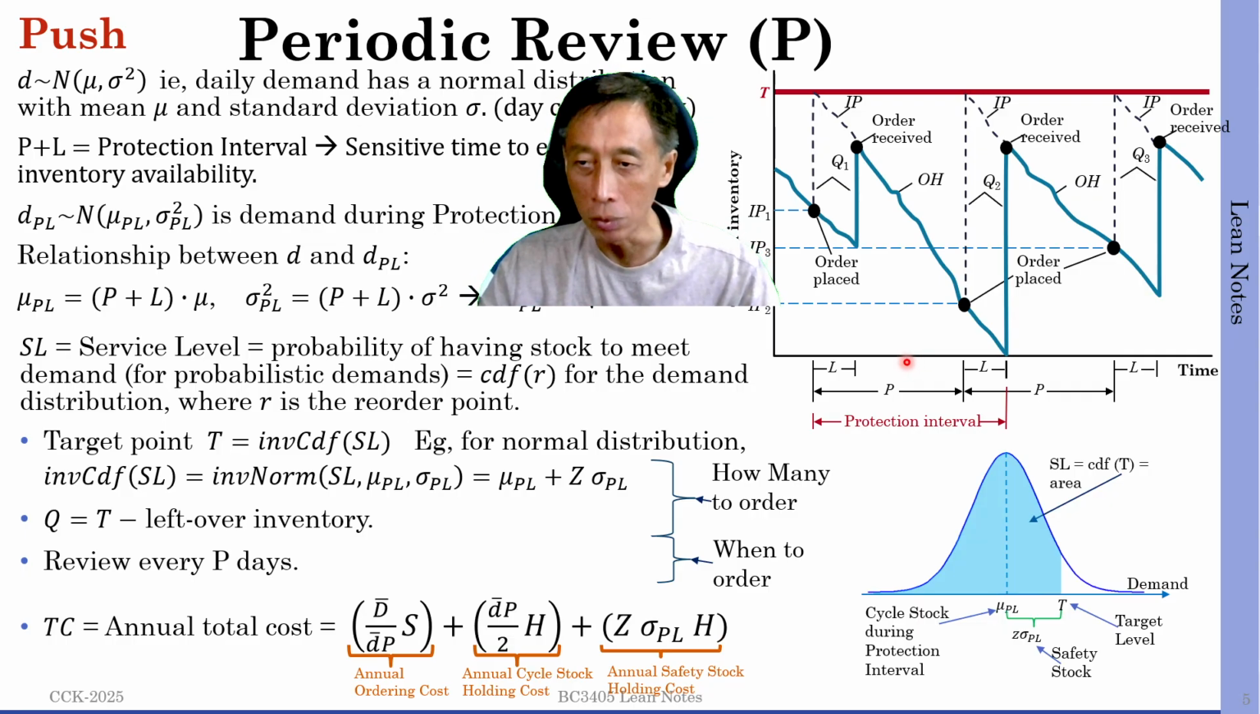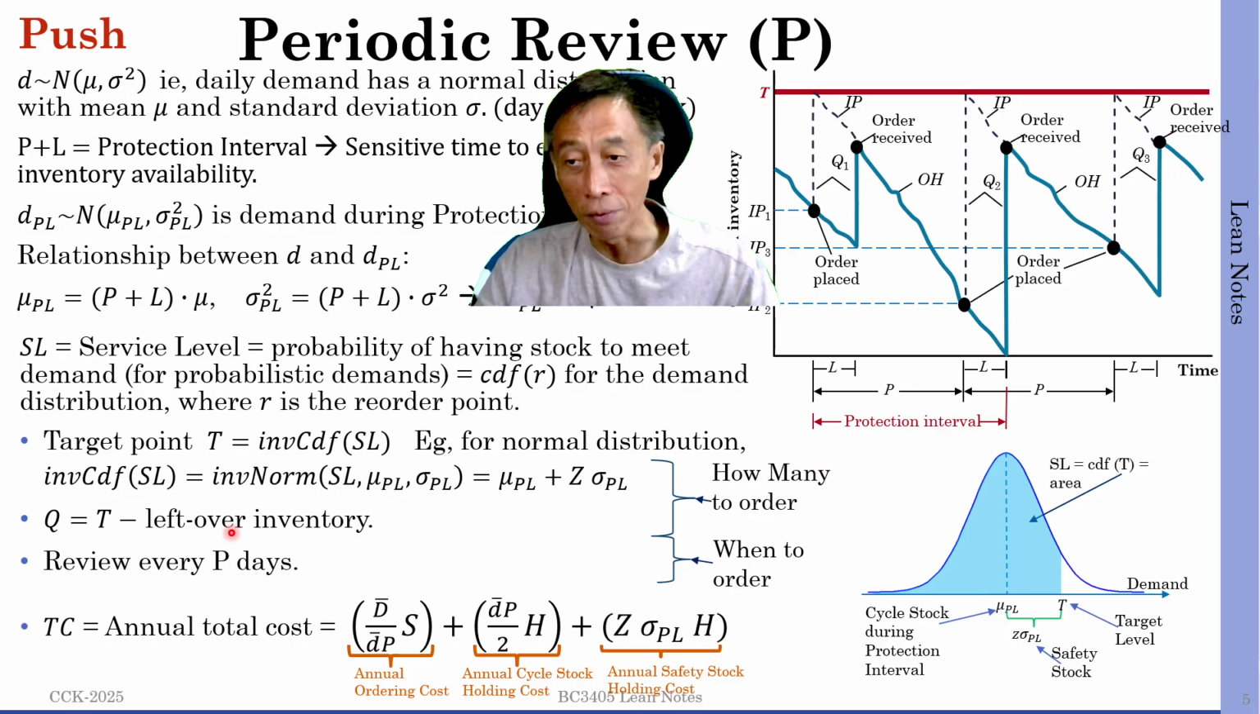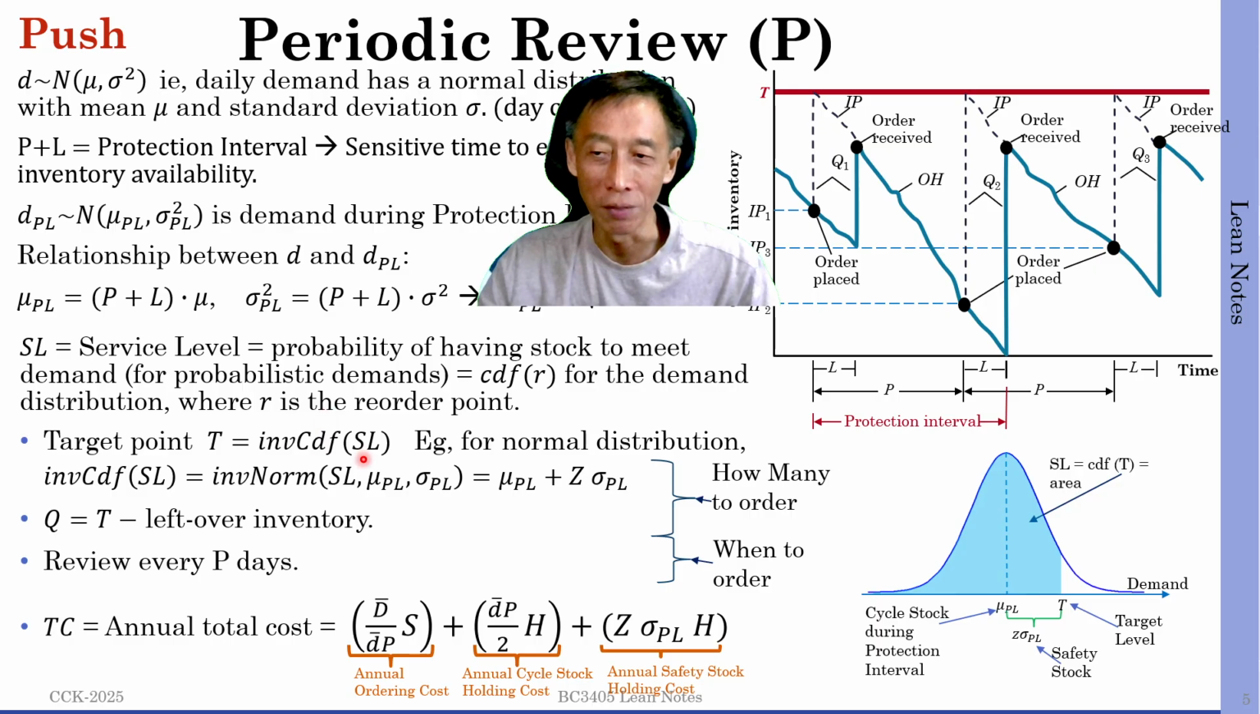We have covered most of them. We have talked about when to order, and also to find the T, how many to order is actually T minus leftover inventory. That's how many to order. But then the discussion becomes, how do you find T, right? T depends on service level. So this formula, inverse CDF of service level, looks very similar to calculating reorder point.